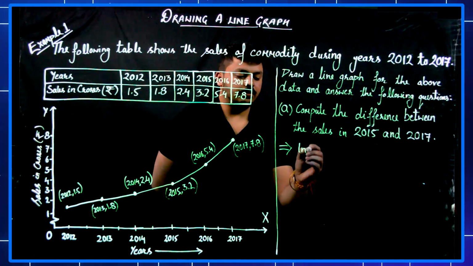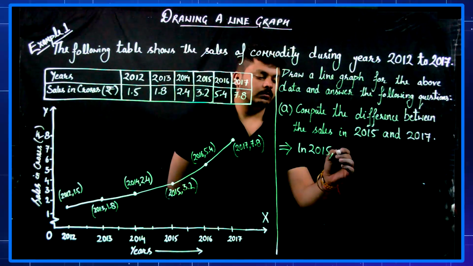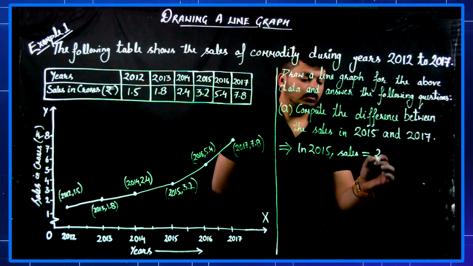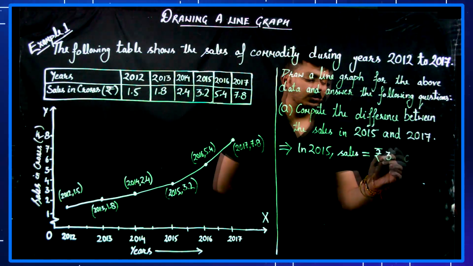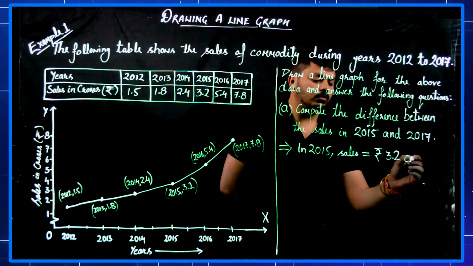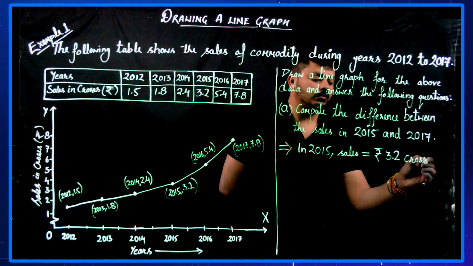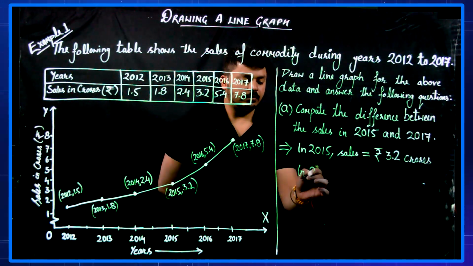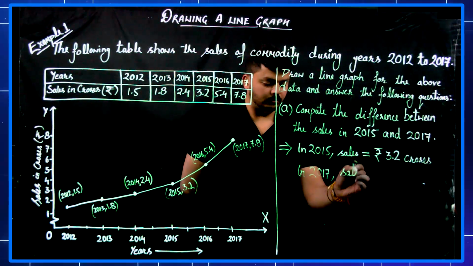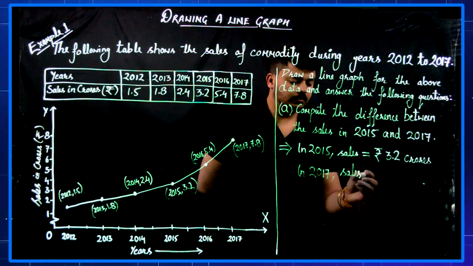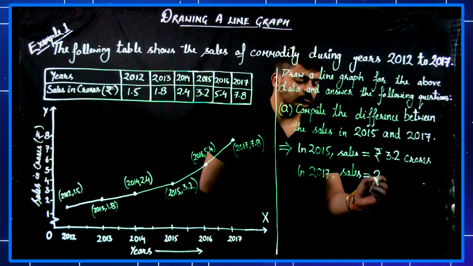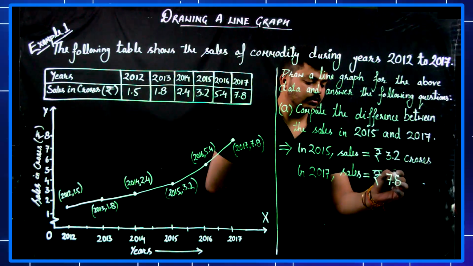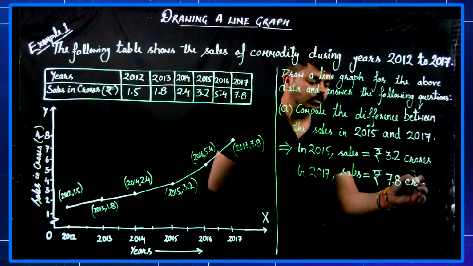So in 2015, sale was equal to rupee 3.2 crores and in 2017 sales was equal to rupee 7.8 crores.